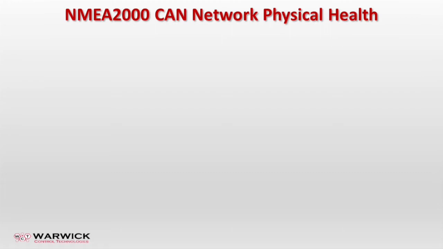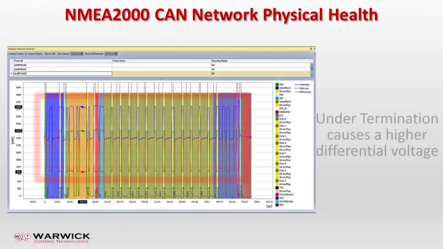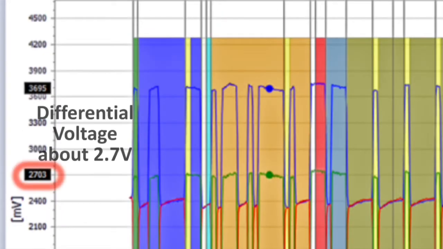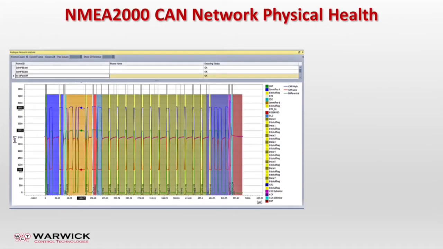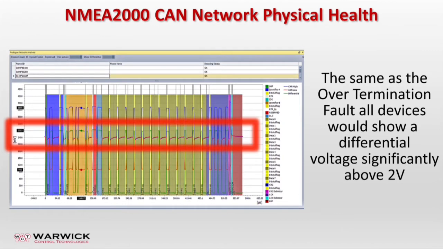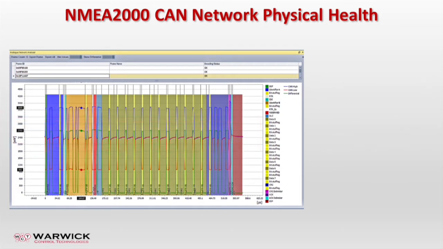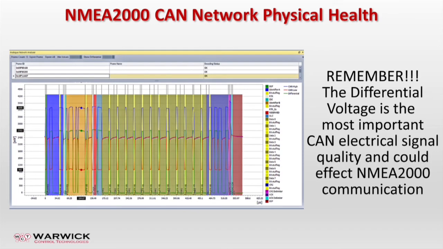On the other hand, if the bus is under-terminated, you will get a differential voltage above the 2 volt region. As we see here, the differential was around 2.7 volts. Again, the same as with the over-termination issue. All the waveforms on this network had a differential voltage significantly above the 2 volt range. So again, the resistance can be checked at a convenient time when the network power can be isolated. As said previously, the differential voltage is the most important electrical quality of the CAN waveform, and we have seen here how termination can alter that electrical quality and has the potential to affect NMEA2000 communication.